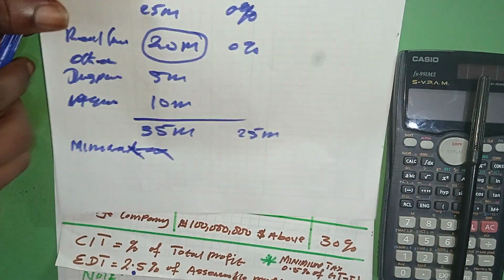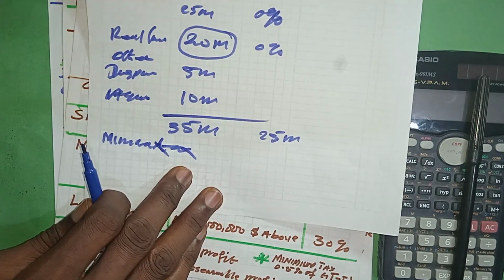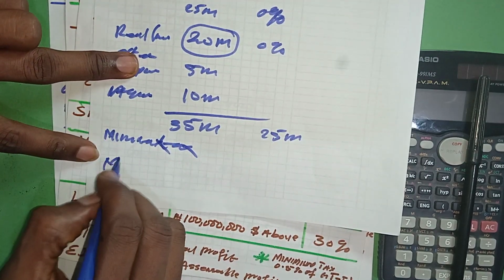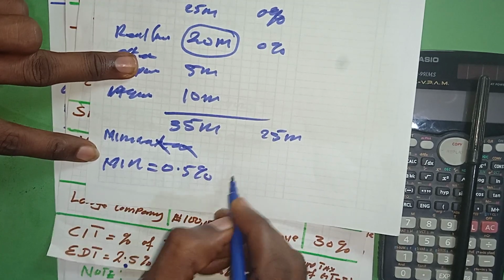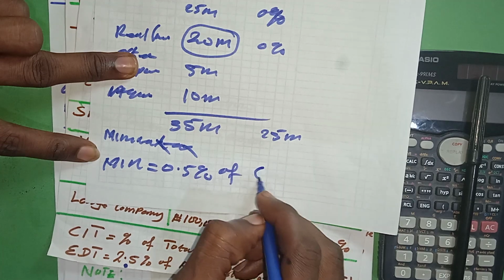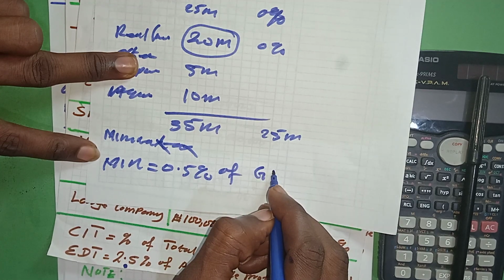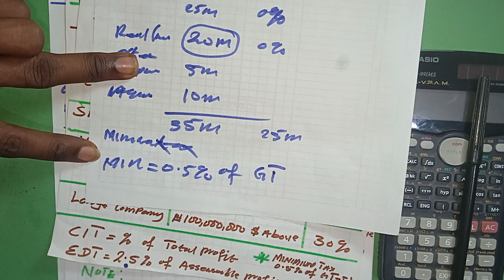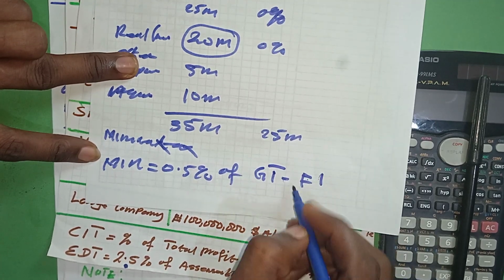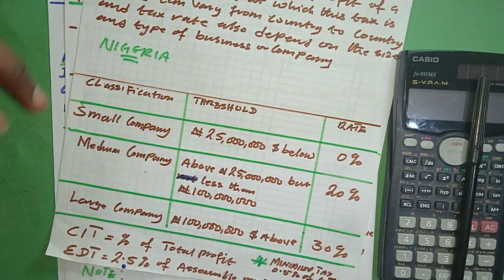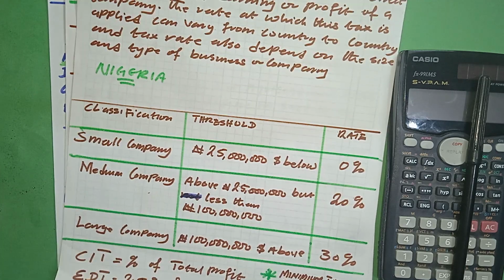And the formula is what? The formula for minimum tax equals 0.5% of your gross turnover minus franked investment income. So we'll come to that.